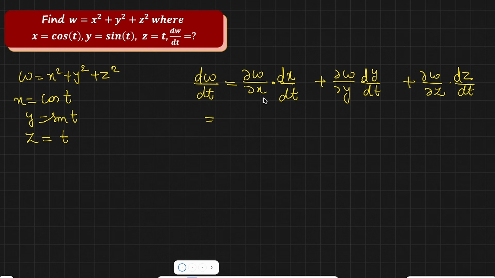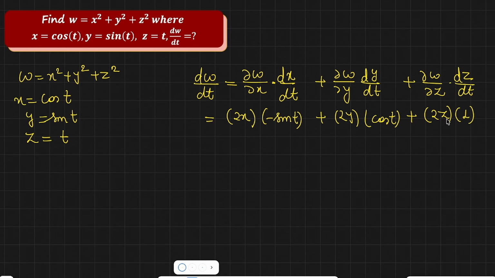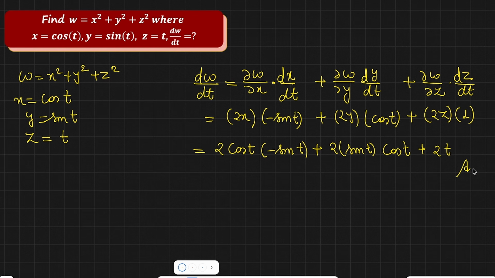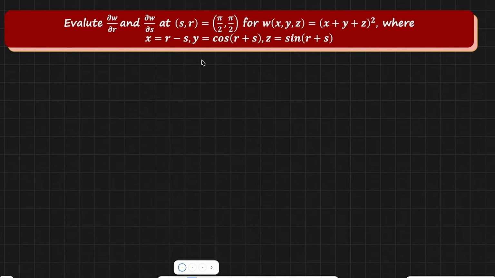So the partial derivative of w with respect to x will be 2x, with respect to y it will be 2y, and with respect to z it will be 2z. Now the derivative of cos t is minus sin t, the derivative of sin t is cos t, and dz/dt is 1. Now x is cos t, so it will be 2 cos t times minus sin t, plus 2y, where y is sin t, so sin t times cos t, plus 2z, where z is t, so it will be 2t. This is the answer.